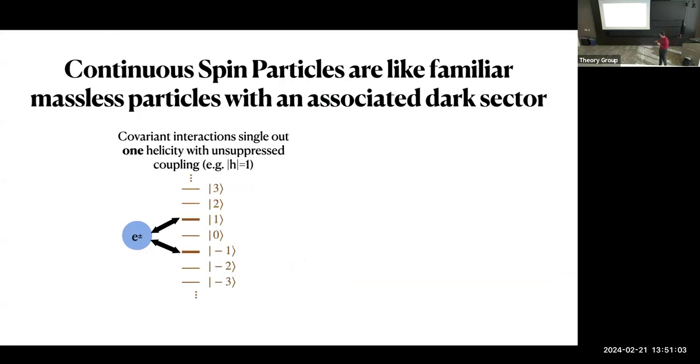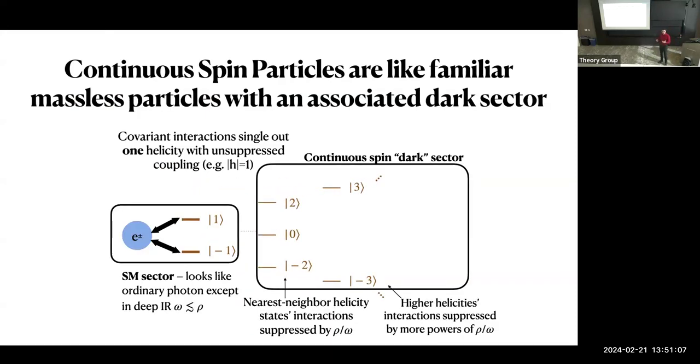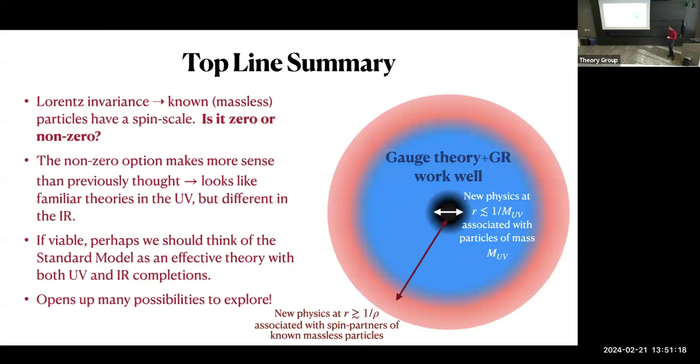So the punchline of this talk is that CSPs look like familiar theories at frequencies large compared to the spin scale, and it's a radical departure in the deep infrared. And the nature of that departure is largely fixed by symmetries. Okay, so that's the top line.